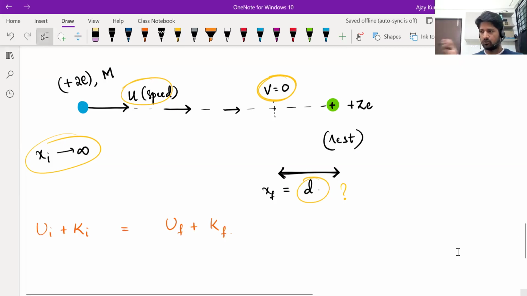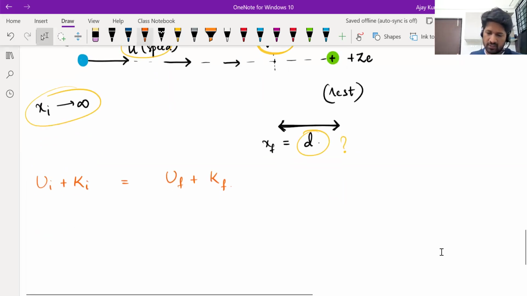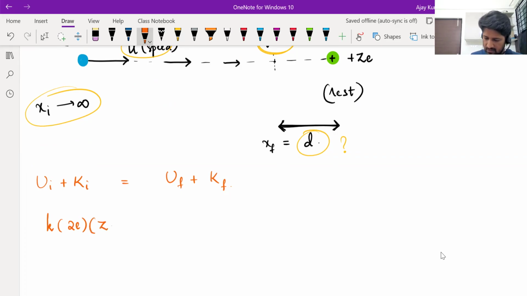Now these are 2 point charges. Alpha particle having a charge 2e, nucleus having a charge Ze. And potential energy between 2 point charges, electrostatic potential energy, is given by K Q1 Q2 divided by the distance. So K, Coulomb's constant. One charge is the charge of the alpha particle 2e. The other charge is the charge of the nucleus Ze, k q1 q2 divided by the initial distance between the charges, which tends to infinity. Plus kinetic energy. The alpha particle had kinetic energy half m u square, which is equal to the final potential energy.